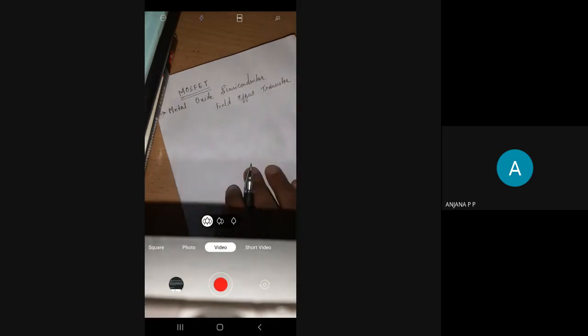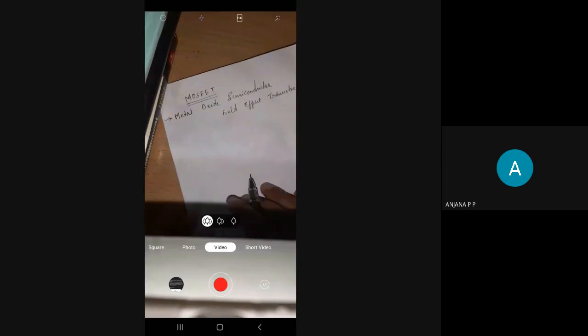So this is actually what you are going to learn now. It's related to the metal oxide semiconductor field effect transistor. This will be the topic that you are going to study right now. Please note the heading MOSFET, that is metal oxide semiconductor field effect transistor. In this you can see clearly that the first three terms are metal, oxide and semiconductor. That was the topic that we studied so far.